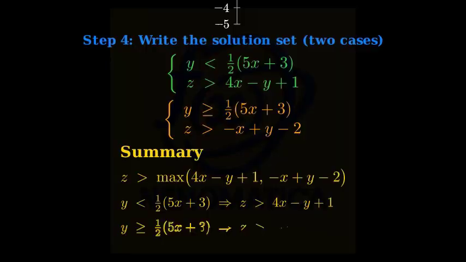Summary. We isolated z from both inequalities, noted z must exceed the maximum of 2 linear expressions, compared them to get the dividing line, y equals 1/2 times parentheses 5x plus 3, and finally wrote the answer as 2 cases.